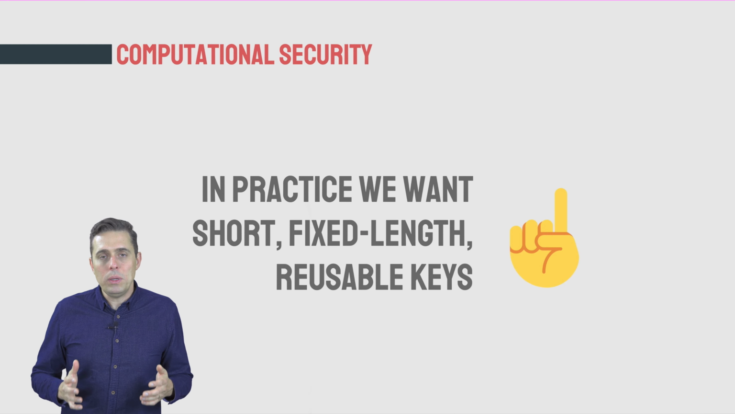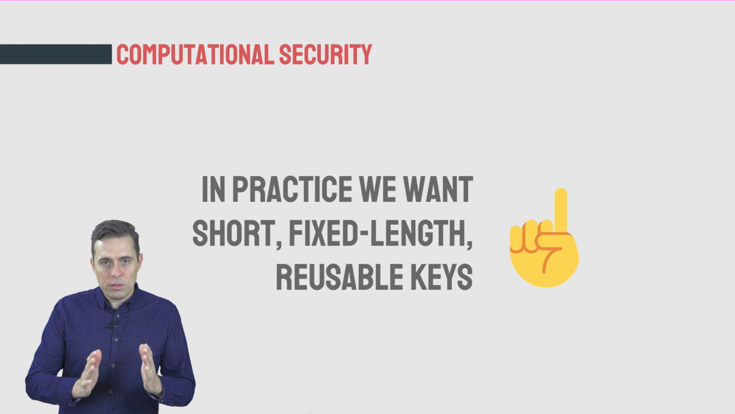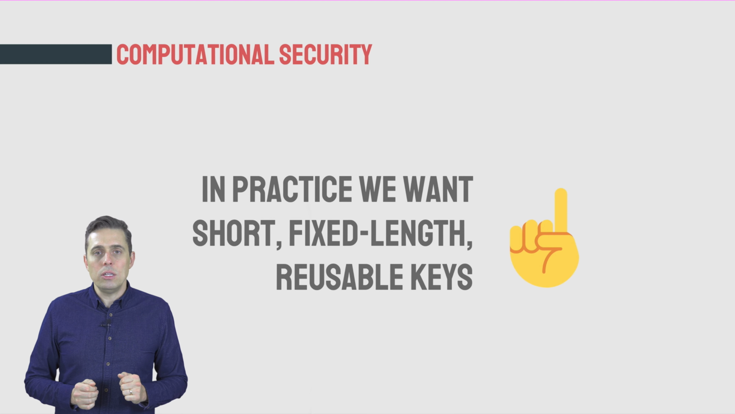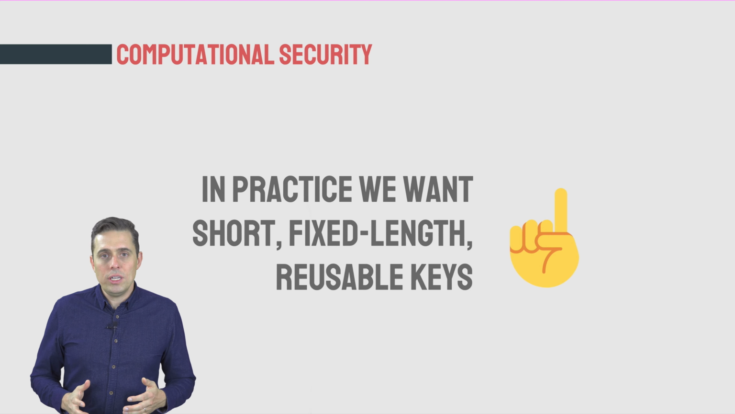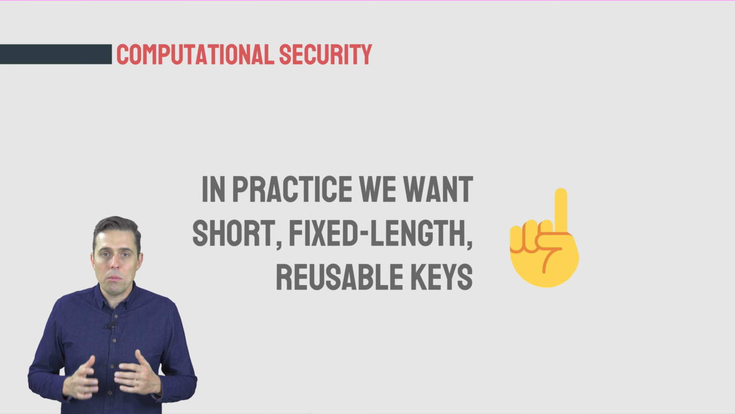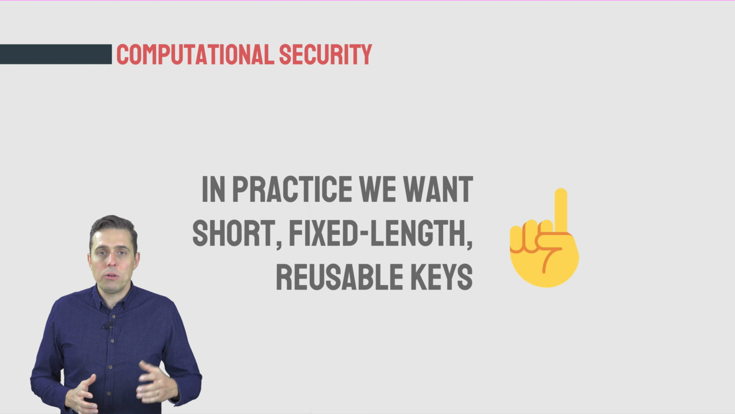So in practice, what we want is a single, short, fixed-length key that we can use to encrypt all kinds of data. This isn't information theoretic security, it's computational security. Remember, in this model, brute forcing the key is still possible, even though it might be hard. So what should it mean for a cipher in this model to be secure? Well, the One-Time Pad reveals no information about the plaintext given the ciphertext. So it'd be really cool if we could capture a similar idea in the computational security model.